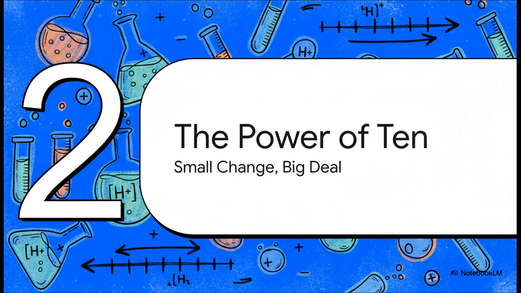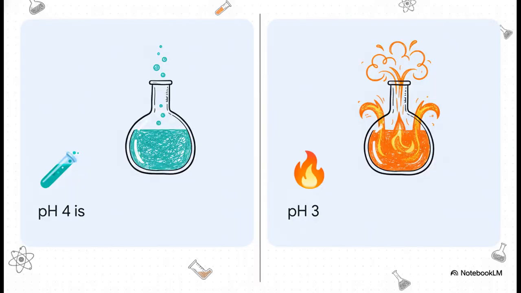This is probably the single most important thing to get about the pH scale. It is not a linear scale. It's logarithmic. That means a change of one little number is actually a massive leap in acidity. So, check this out. We've got a solution at pH 4 and one at pH 3. They look super close, right? I mean, it's just one number apart. But in the world of chemistry, that single digit represents a colossal difference.